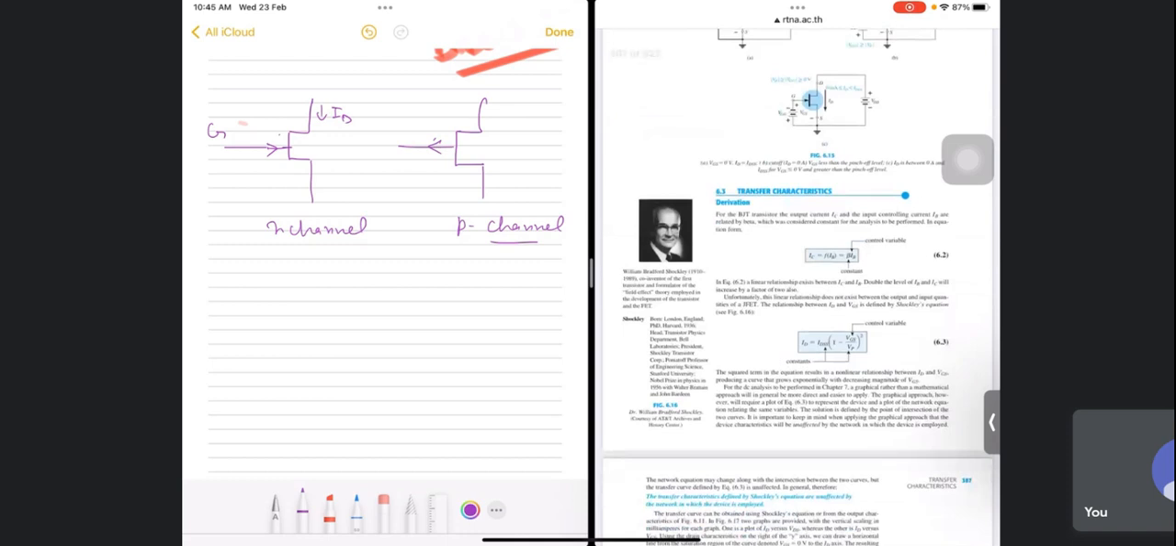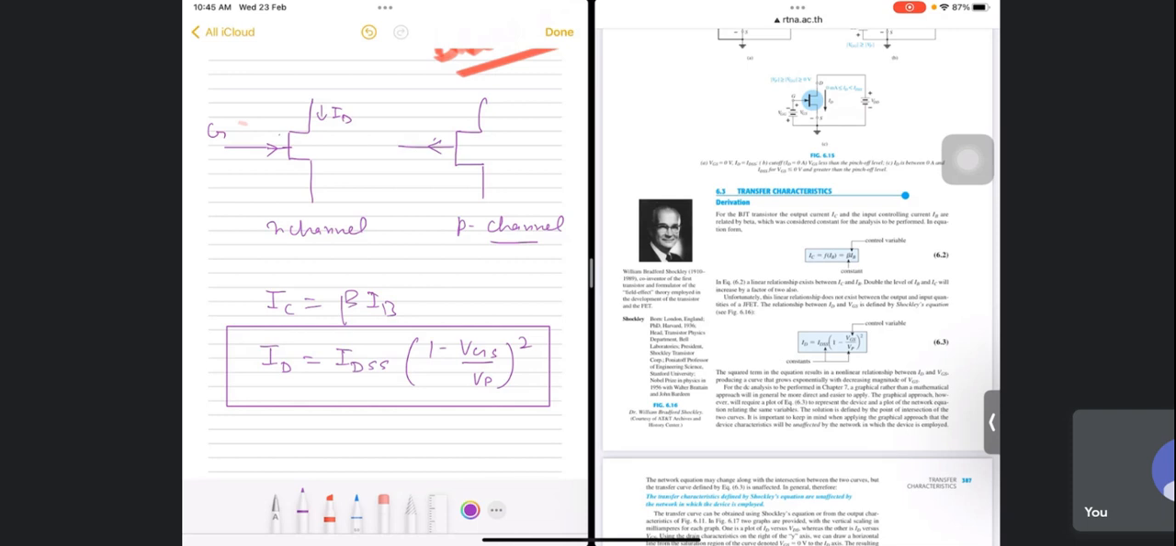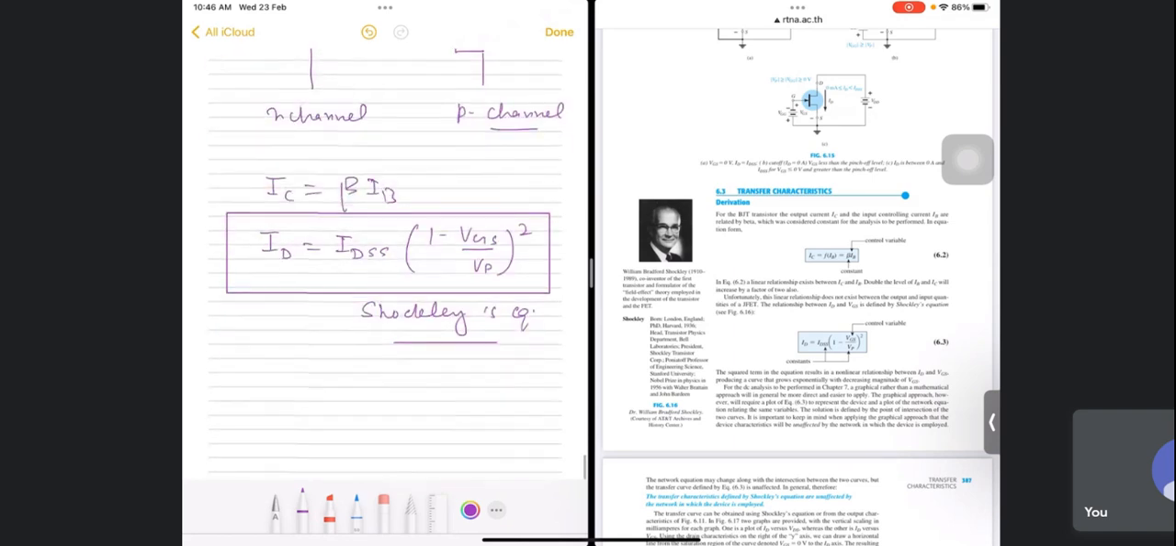And if you see, in case of BJT, IC is equal to beta IB, and in case of this, ID is equal to IDSS (1 minus VGS by VP) whole square. Okay. So this is called as Shockley's equation, right? So Shockley has invented the field effect theory, and he helped in the formation of transistor and FET both.